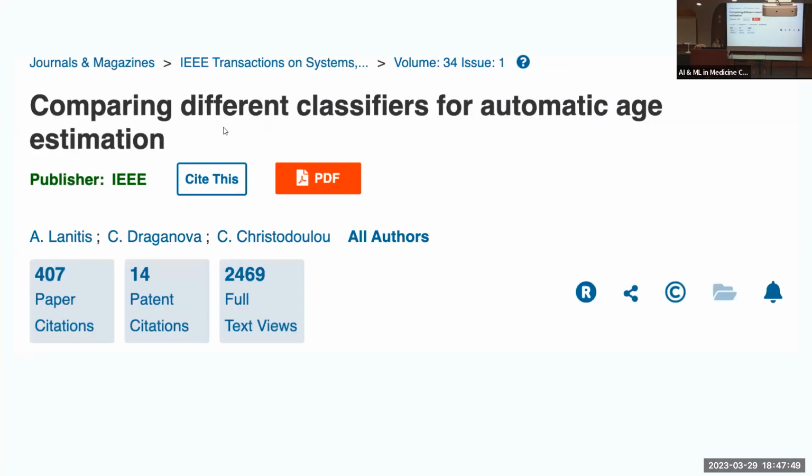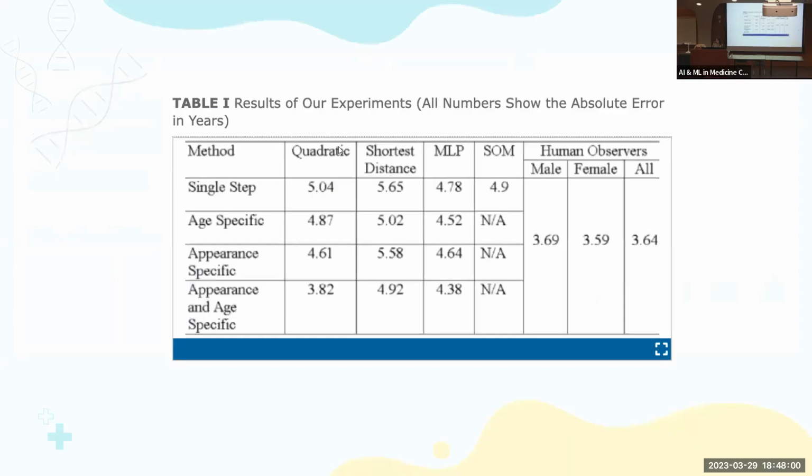So in this example, I won't make you guys read the article, but there's this machine learning article on different classifiers for automatic age estimation. They used a few different ones. They used this quadratic function and then the shortest distance. And they looked at the mean square error.